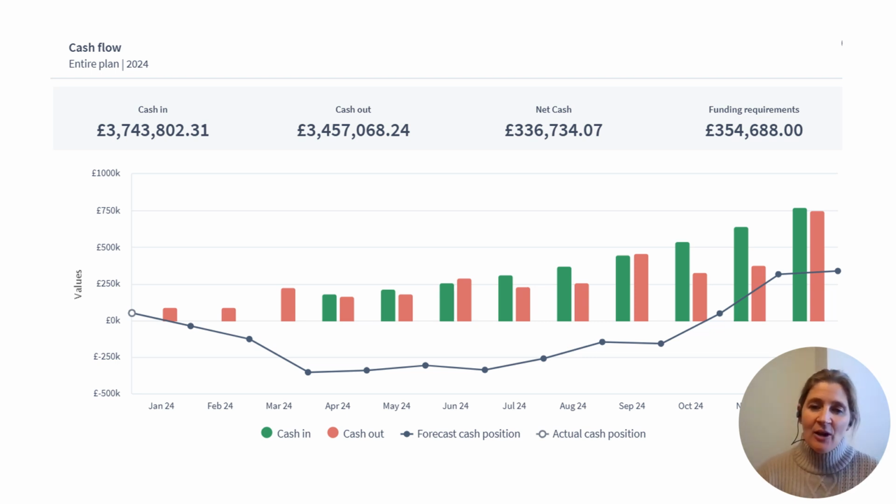And then, if you do forecast that you're going to have funding requirements, your finance director is the person who will help you negotiate financing deals, whether that's with the bank or potentially looking at getting investment in from an investor through equity funding.